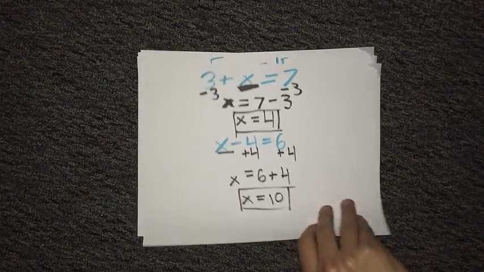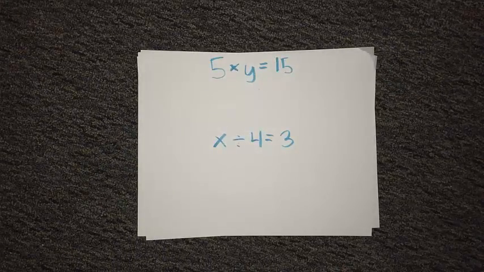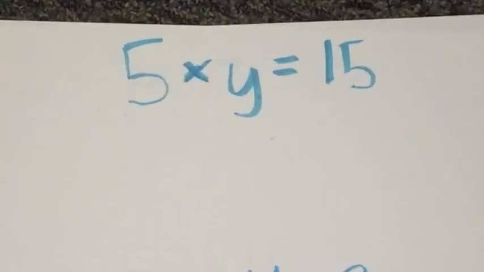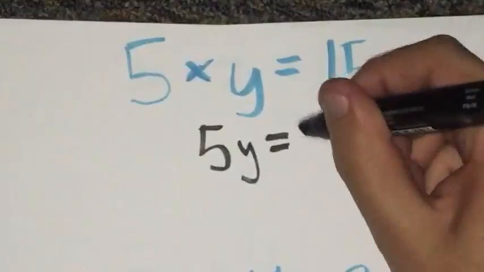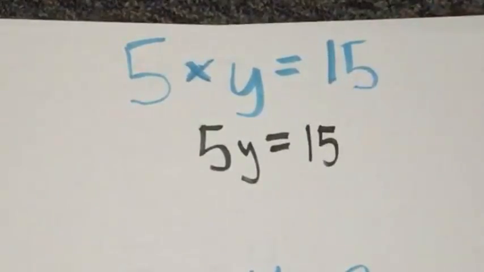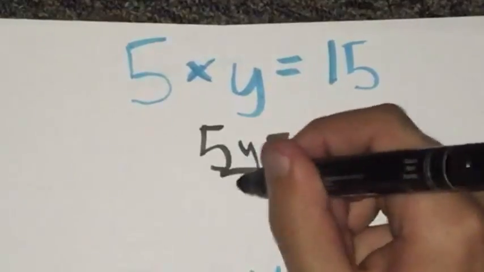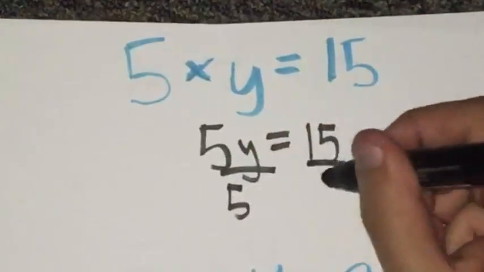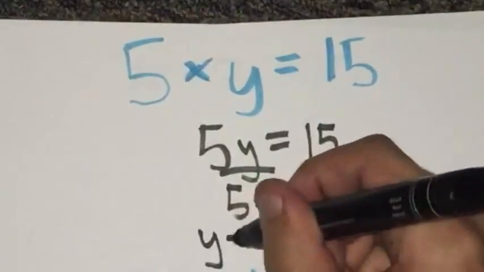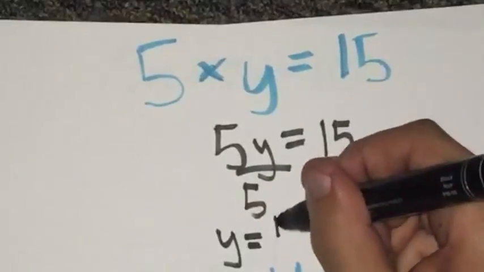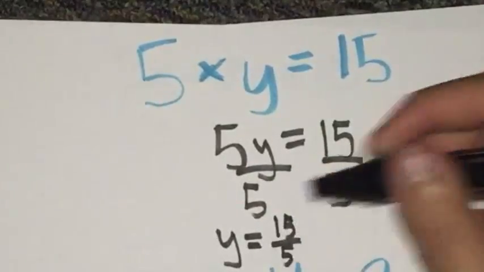Now we have two more basic equations. The top one, 5 times y equals 15, shows that the variable isn't always x. To start off, let's combine the 5 and the y so that the 5 becomes a coefficient. It still means 5 times y. Similar to how we solved addition with subtraction, we're going to divide both sides by 5 so that y is alone. The resulting equation is y equals 15 over 5, meaning that y equals 3.